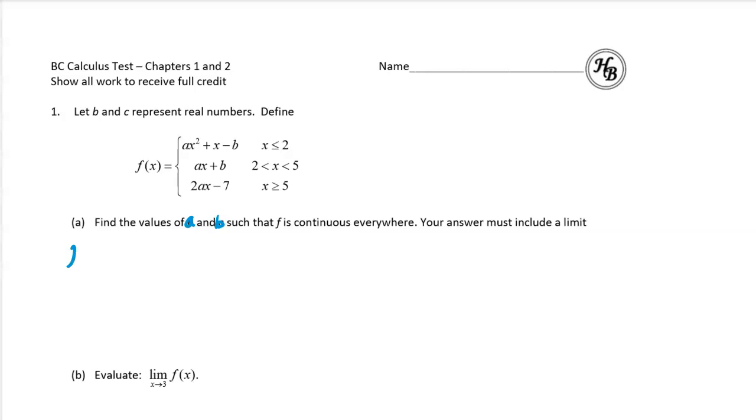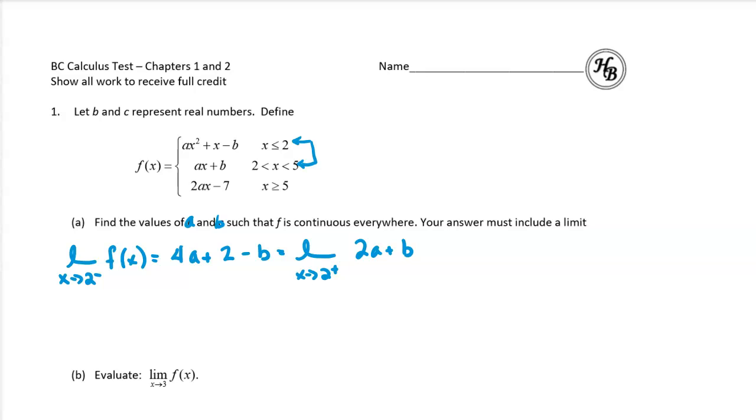All right, so let's take a limit as x approaches 2 from the left, and that would be that function, and we're going to see if that equals the limit as x approaches 2 from the right of the function below it. So I'm just going to put f of x here and plug in 2, and I get 4a plus 2 minus b. And I'm going to set that equal to the limit as x approaches 2 from the right. Again, plugging in 2 for x, I get 2a plus b. So I'm going to bank the equation 4a plus 2 minus b equals 2a plus b.